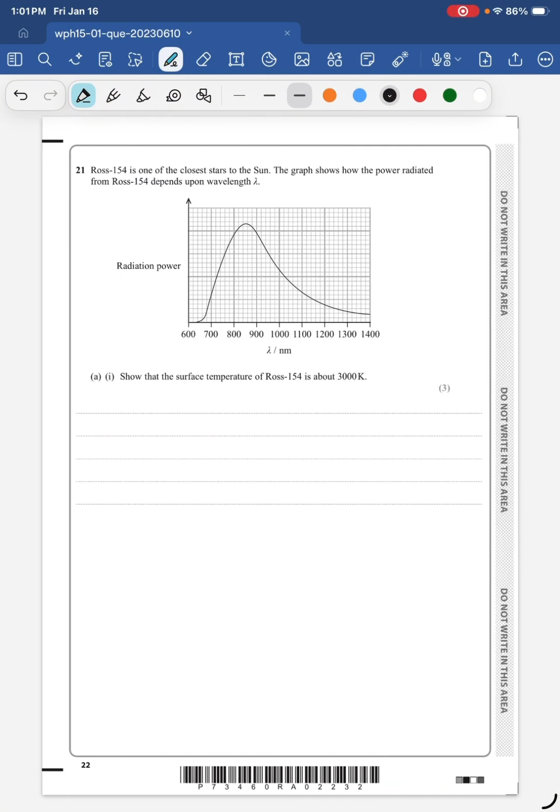Let's move to question 21. Ross 154 is one of the closest stars to the Sun. The graph shows how the power radiated from Ross 154 depends upon wavelength lambda.